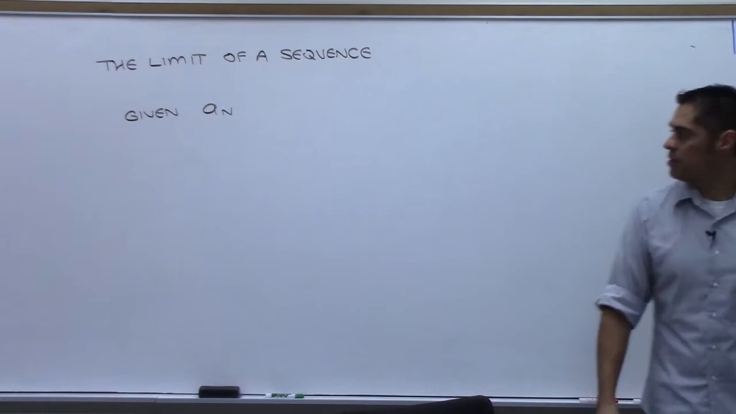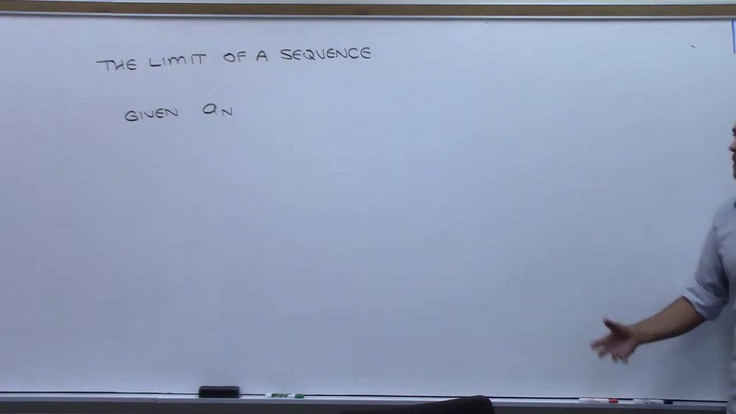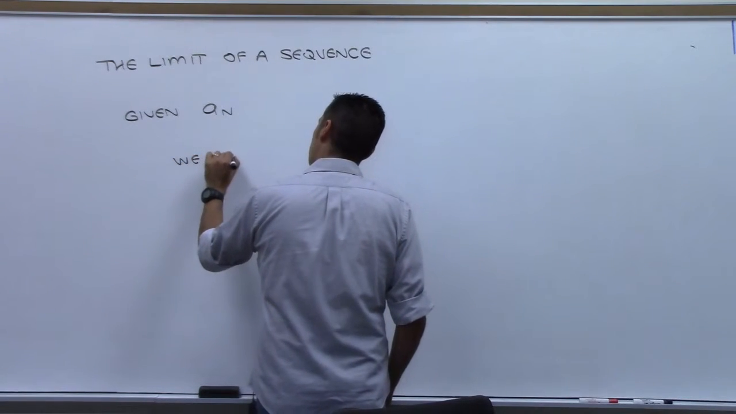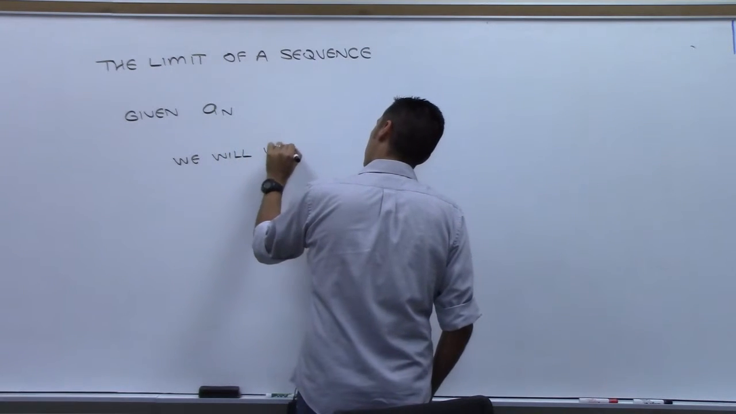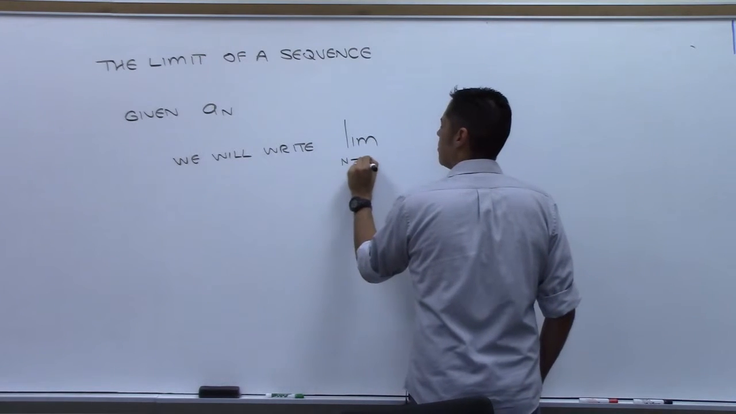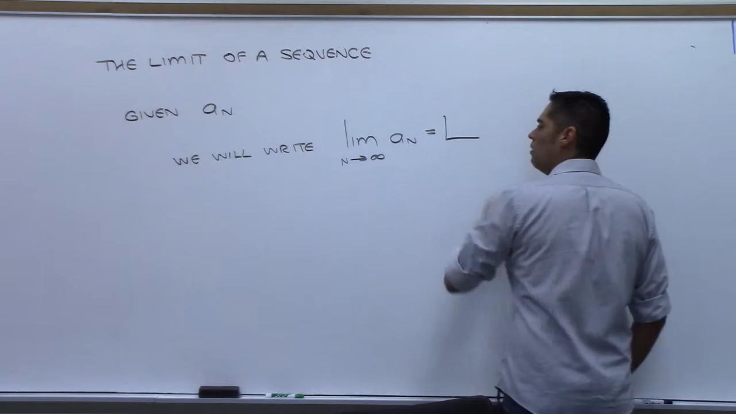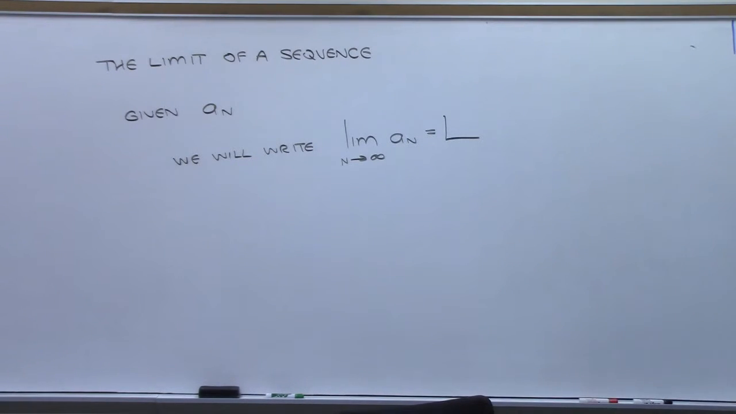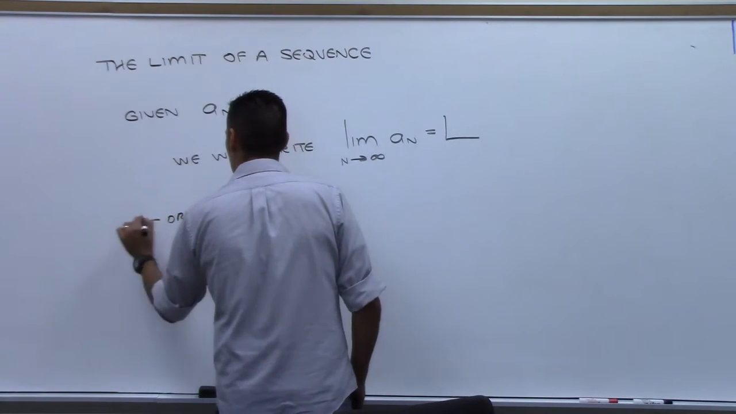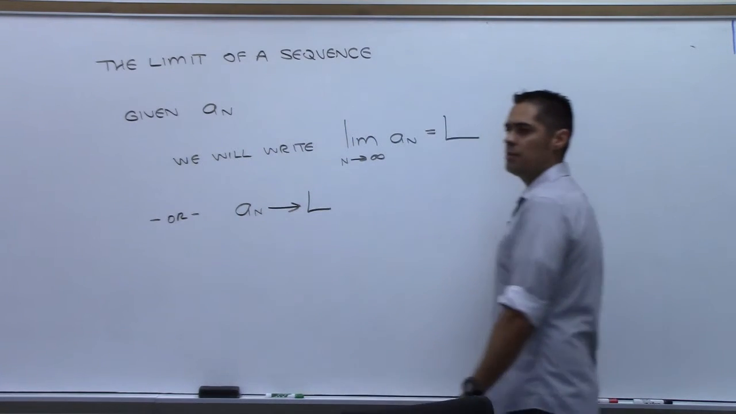So let's say someone's given us a sequence, okay? We've got the sequence. We will write the limit as n goes to infinity of a sub n equals L. Or we sometimes write a sub n with an arrow to L, like this.